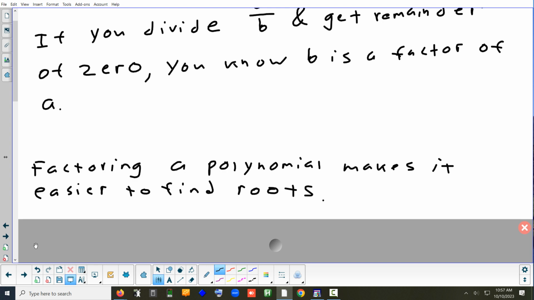So factoring a polynomial makes it very easy to find roots. Okay? Just think about how you solve a quadratic. The first approach you usually take is you try to factor it. You can use the quadratic formula, but there's more to remember with it, and there's more that can go wrong because there's more steps involved. But if you're good at factoring and the numbers work out, factoring is always going to be faster than the quadratic formula. I would say most of the time. So maybe not always, but most of the time.